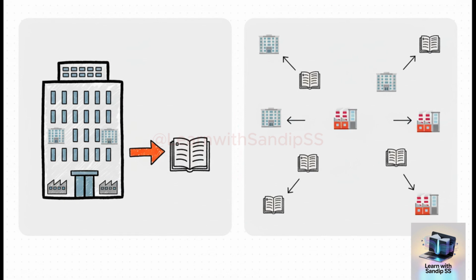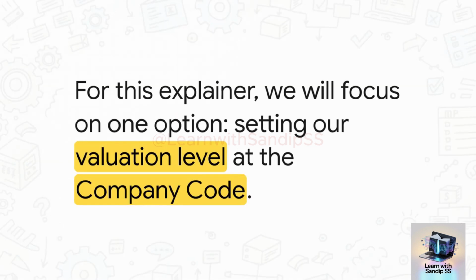You can set your valuation at the company code level, which is simpler and gives you a uniform set of accounting rules for all the plants under that company, or you can go with the plant level, which gives you way more granular control, letting you have different accounting rules for each specific plant. And here's the kicker. You have to make this decision before a single material is even created. No pressure, right? So, to really see how this all connects, we're going to walk through a real-world example. For this explainer, we're going to focus on that first option. We're going to say our valuation level is set at the company code.